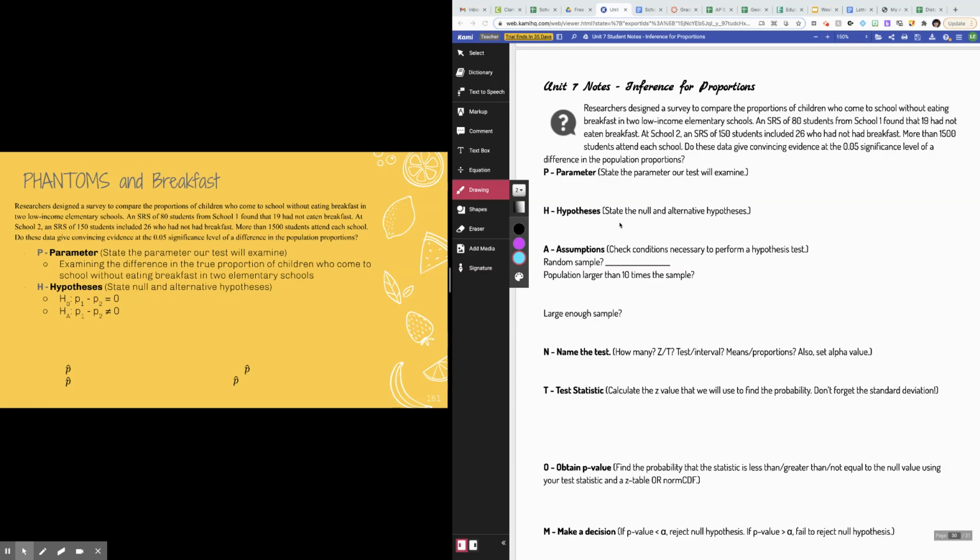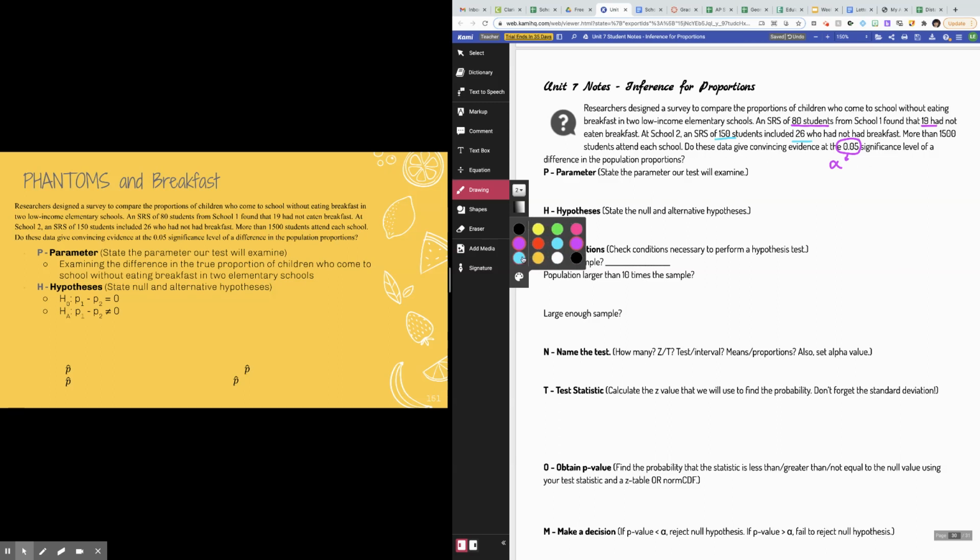All right. So we're going to pick out a couple of things that are important here. At the first school, we have 80 students and 19 of them had not eaten breakfast. At school number 2, we have 150 students in our sample, and 26 had not eaten breakfast. Our significance level, they gave it to us, so that's our alpha, and our cutoff level is 0.05.